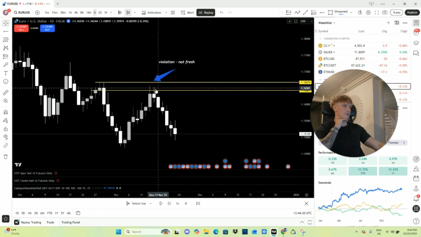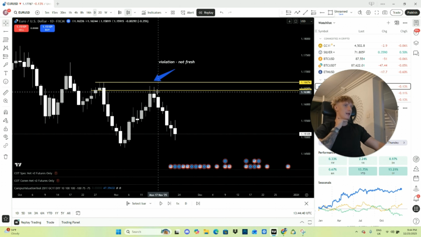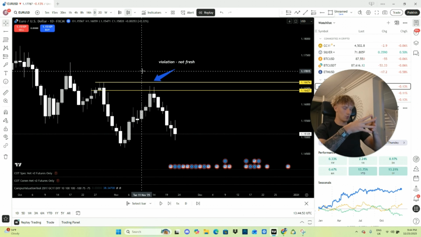If price taps into your level more than 30%, which you can measure and figure out what 30% is if you want to be really exact, but you can kind of eyeball it. If price has tapped into your level more than 30%, you can no longer trade from this level. Bottom line, okay? No ifs, buts, or maybes. Bottom line, you cannot trade from this level again. Why? Well, think back to what we first spoke about at the beginning of this video.